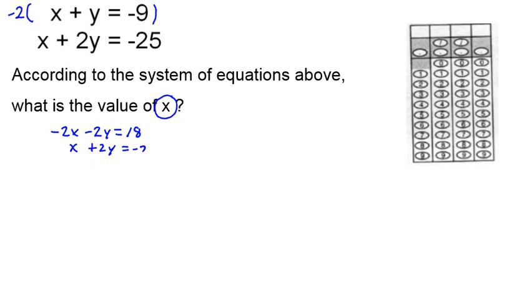equals -25. And now we can add these two equations together, and we get -2x plus x is going to be -x. -2y plus 2y will be 0. And finally, at the right, we have 18 minus 25, which is -7. And dividing both sides of this equation by -1, we're going to have x is equal to 7, which is our correct answer. I'm going to box it, put it in here on our grid. So there it is, gridded in.